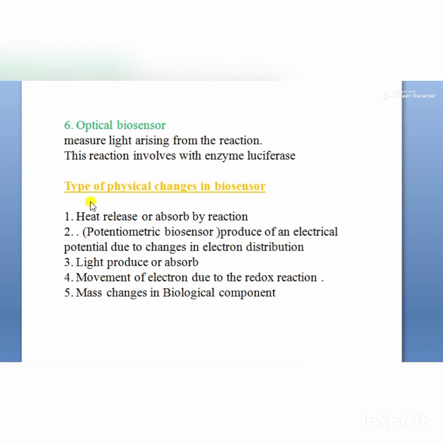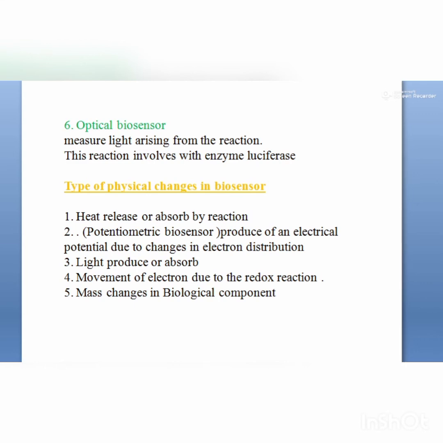And next we will see the types of physical changes in a biosensor, those physical changes by which electrical signals are created. So what are the types? The first type is heat released or absorbed by a reaction. As you see in the calorimetric biosensor, there is a principle of absorption and release of heat, which is related to this type of physical change.